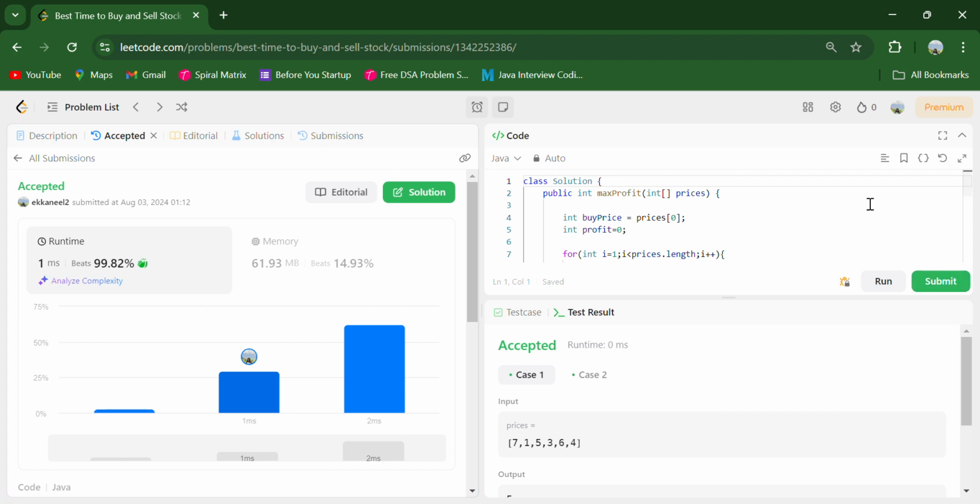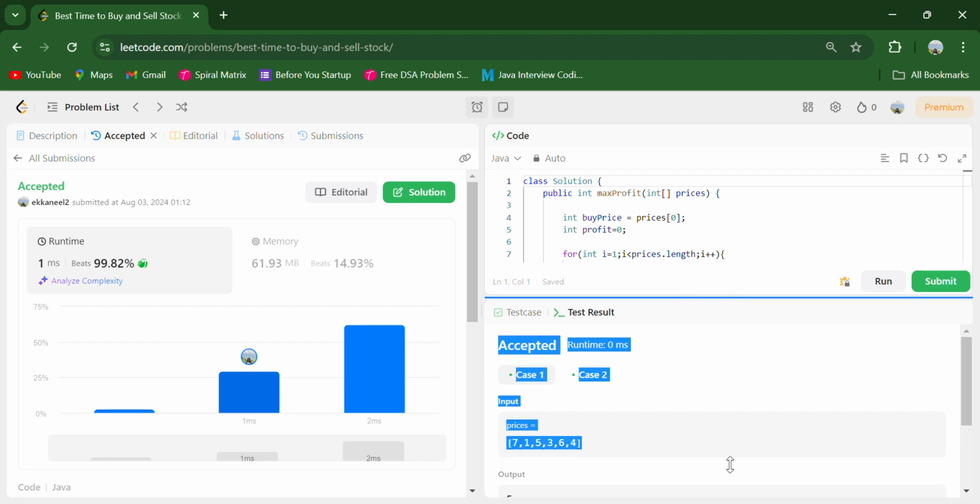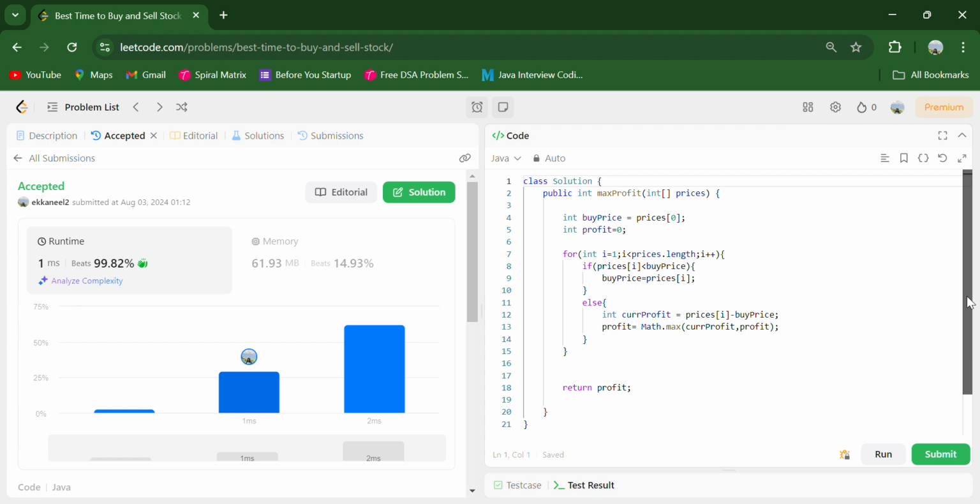Great. So hoping you guys understood this question, and before I forget, the time complexity is O of n, because we are traversing through the entire array once, and for space complexity we are not using any extra space, so it's O of 1. So O of n is your time complexity, and O of 1 is the space complexity.